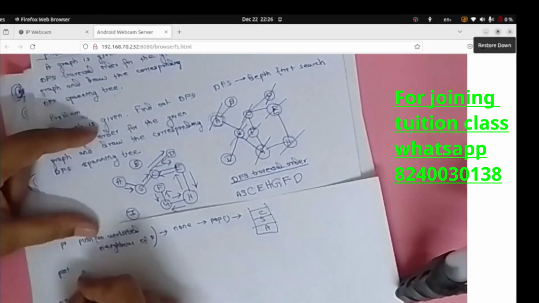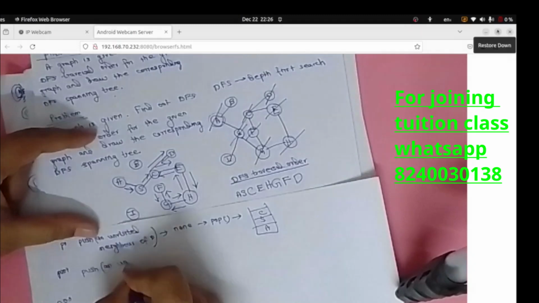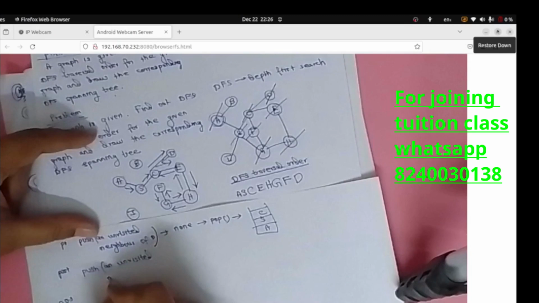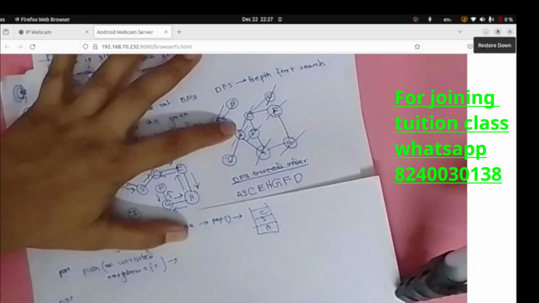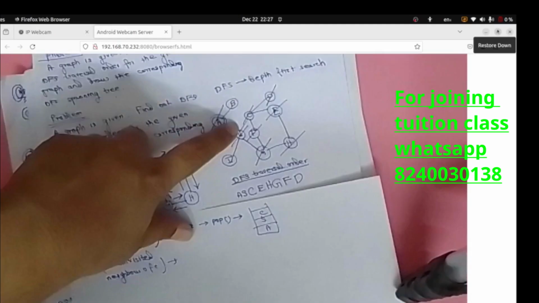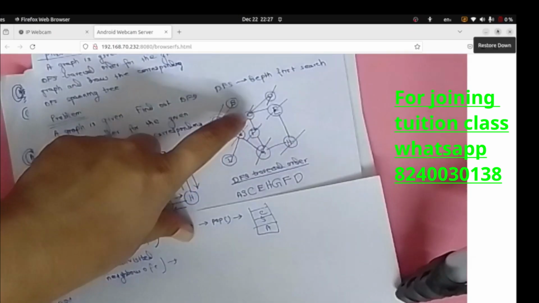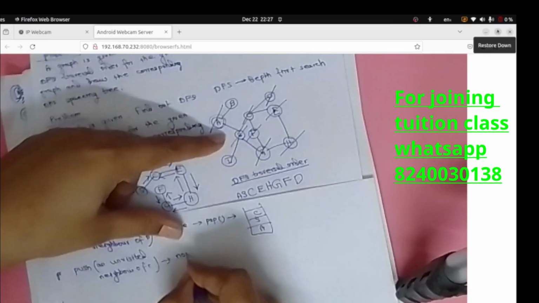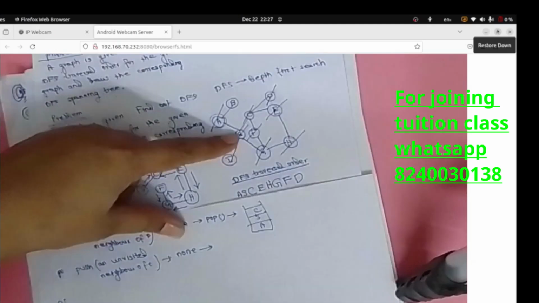Now we have to do the push operation. Is there any unvisited neighbor of C? See the diagram. There are only three neighbors of C, S, E, and F, but all are visited. So there is no such unvisited neighbor of C. So the operation will be pop.